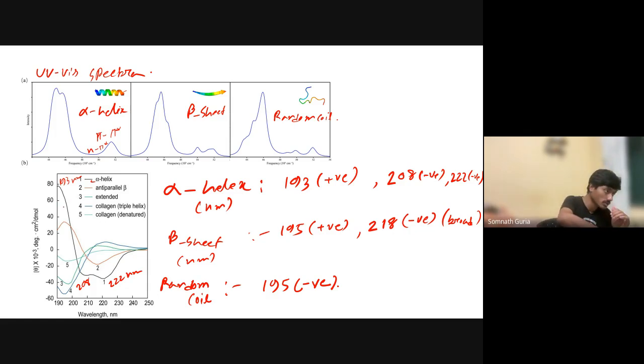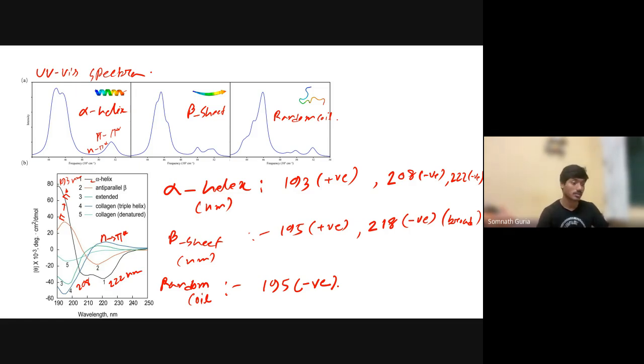So this is because of the pi to pi star transition, and these are because of the n to pi star transition. The random coil also has the n to pi star transition over here. It is a very small amount, and it is in the positive direction. The alpha helix and beta sheet have the n to pi star transition in the negative direction. So why is it happening so?